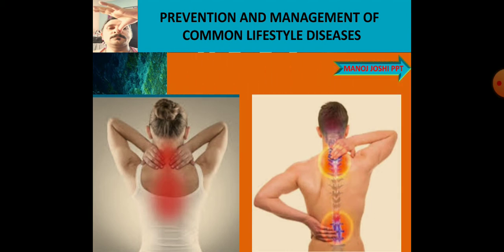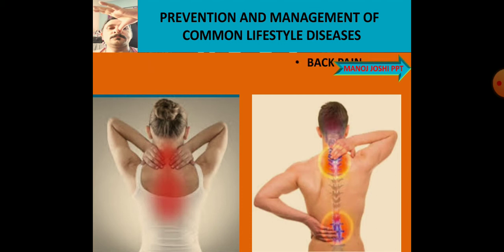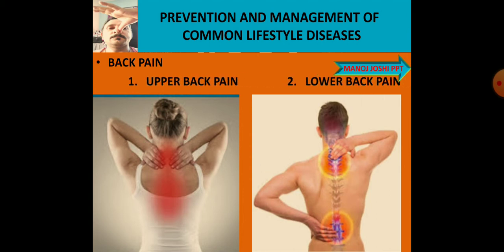The back pain mostly occurs as upper back pain and lower back pain. This we can see here, upper back pain or lower back pain. Mostly two types of back pain are noticed: upper back pain and lower back pain. Muscular back pain, due to the muscles, is not that dangerous, compared to back pain associated with or originating from the spine or the backbone. So upper back pain we can see here in the picture, and lower back pain.